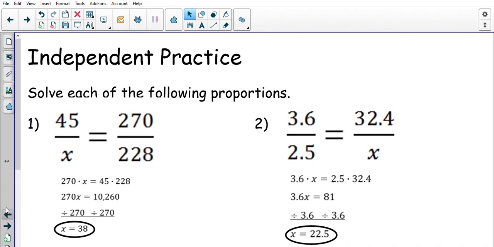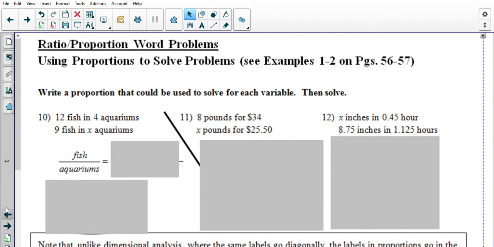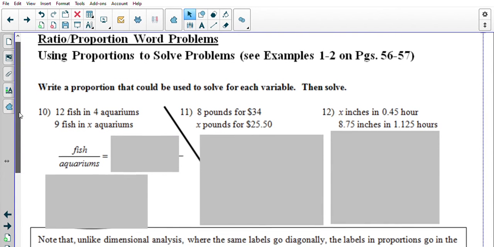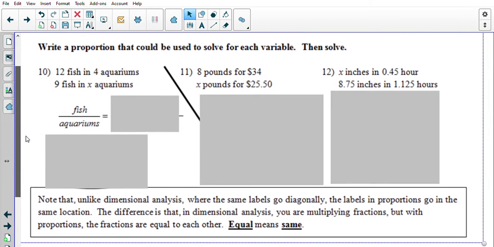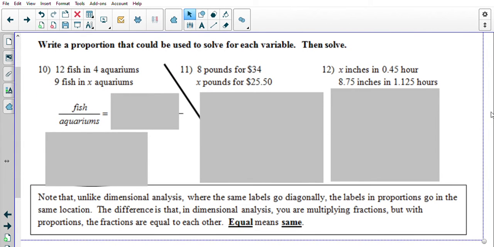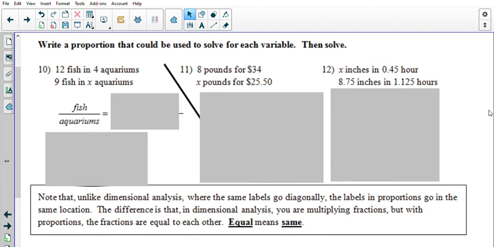All right, let's go backwards here a second. Let's take a look at numbers 10 through 12. We're starting to mix in some word problems related to proportions. Numbers 10 through 12 say to write a proportion that could be used to solve for each variable. Are there other ways to do it? Yes. But it does ask us to set up a proportion, and then we'll solve this.